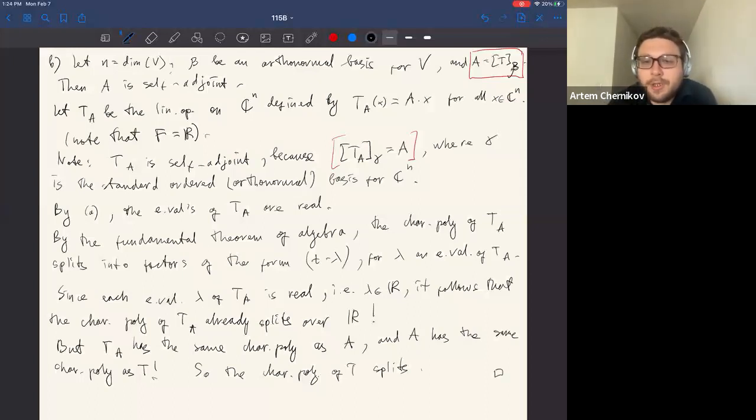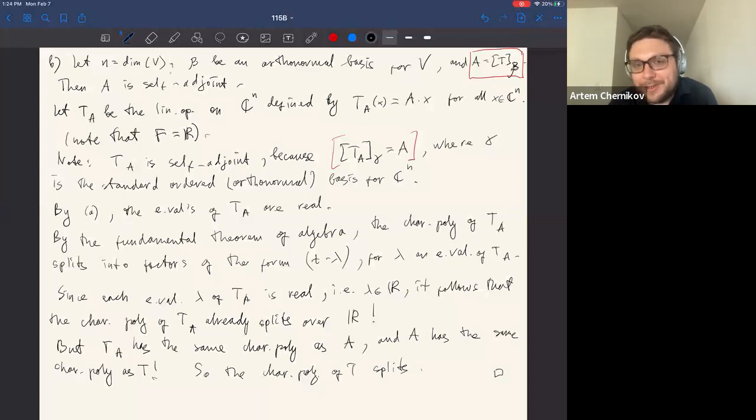Okay. So this concludes the proof. We used this trick: we started with the linear operator T on a vector space V over the real numbers, so we had a real inner product space, but then we defined some related linear operator using the same matrix that we had for T.